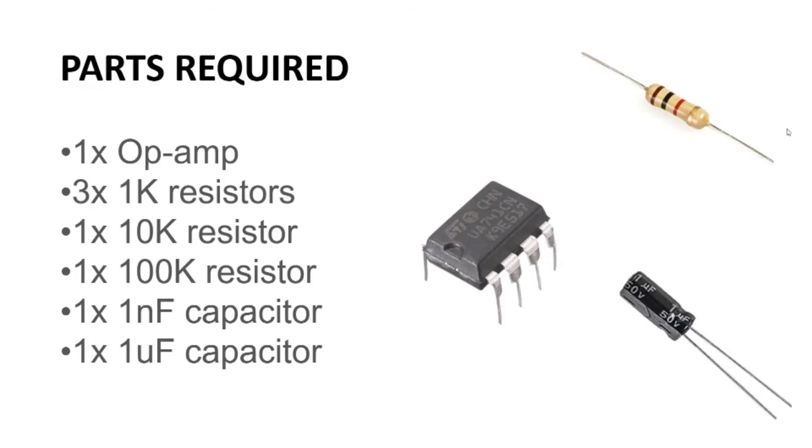Hello everyone, I am Monish Kannan here. Parts of the circuit: one operational amplifier, three 1K resistors, one 10K resistor, one 100K resistor, one 1nF capacitor, one 1uF capacitor.